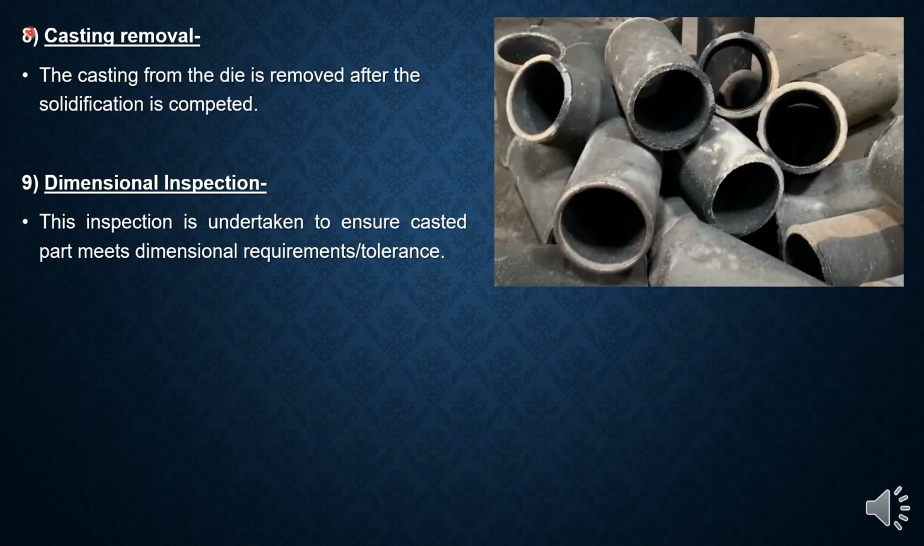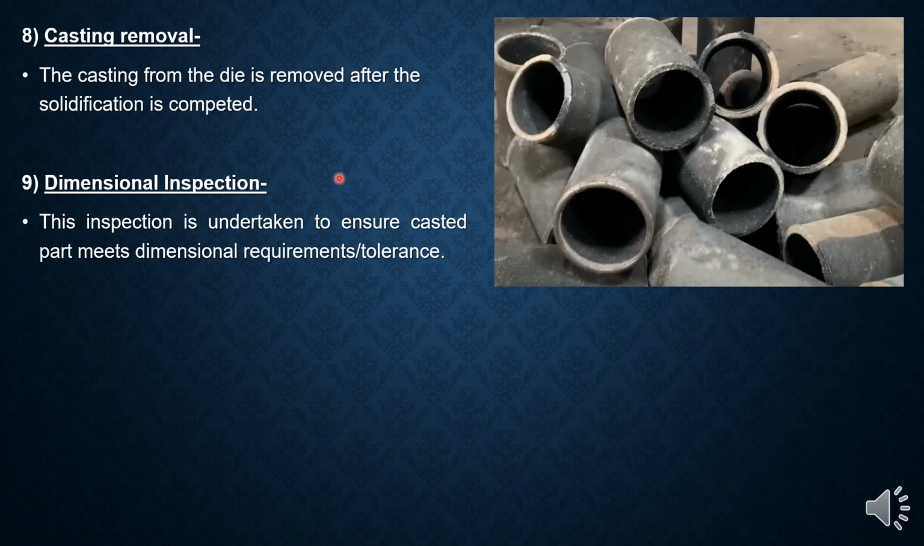So after that is casting removal. The casting from the die is removed after the solidification is completed. So you can see how the casting removal is done here. This is how the cylinder liner looks when it is removed from the die.